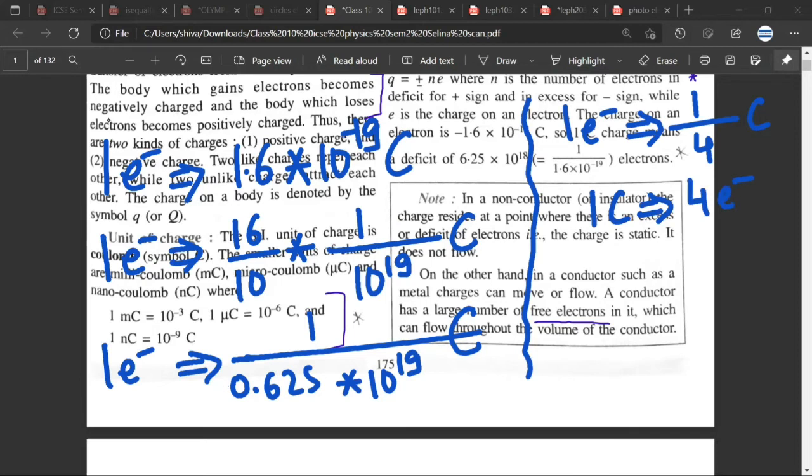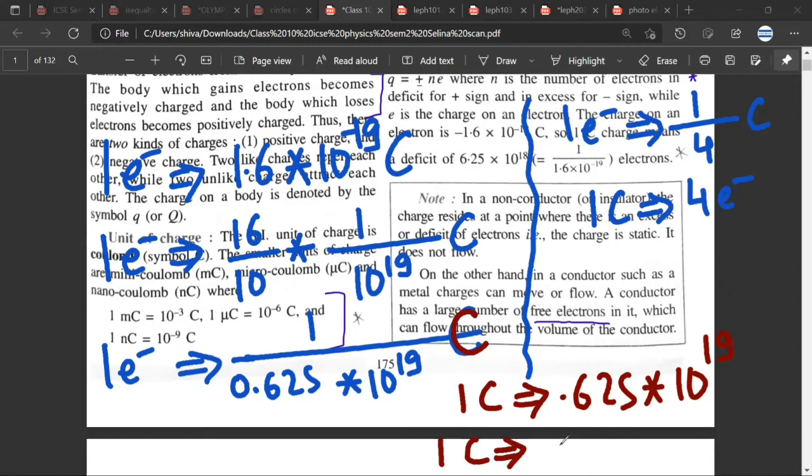Now if I ask you that 1 electron is equal to 1 upon 0.625 into 10 to the power 19 coulomb, then 1 coulomb would be equal to 0.625 into 10 raised to the power 19 electrons. So that is making some sense. And therefore 1 coulomb can be written as 6.25 into 10 raised to the power 18 electrons. Any doubt still? No doubt, sir.